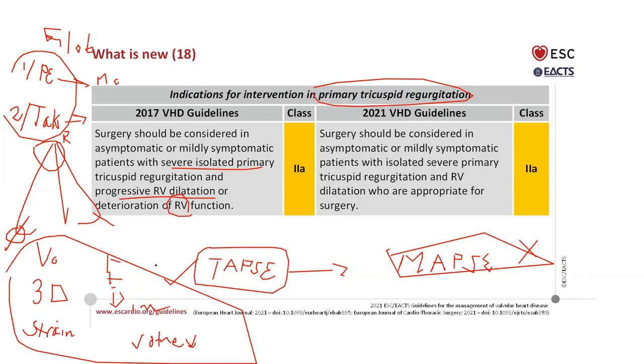But the most validated, the most practical and the most reproducible way of assessing RV function is TAPSI. That does not exclude that we are still using many other parameters, but they are not as validated, not as reproducible, not as practical as TAPSI. But the landscape in the future is bound to change for sure. Okay, thank you so much.